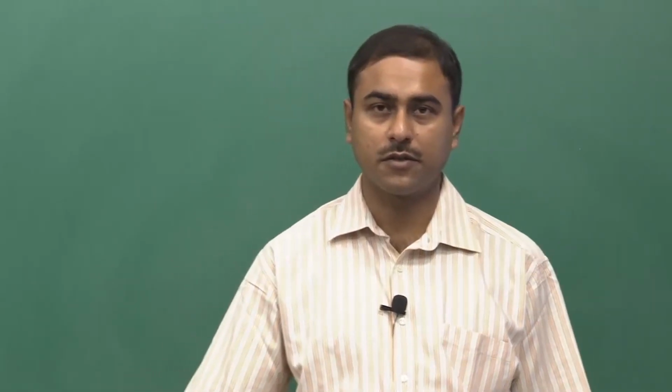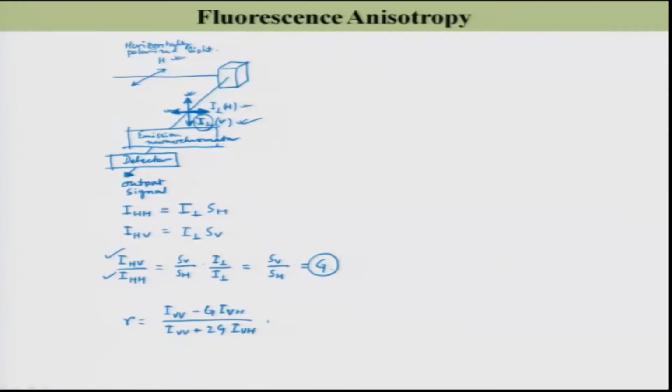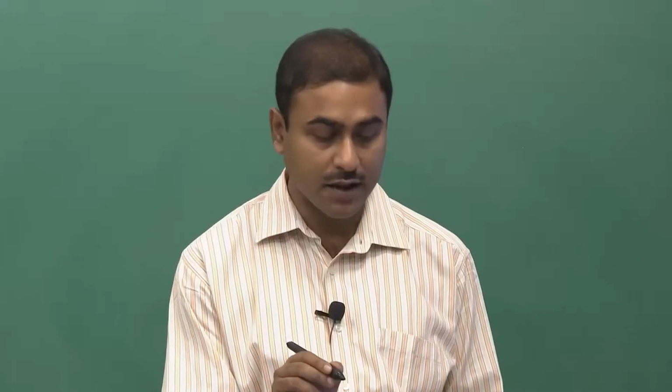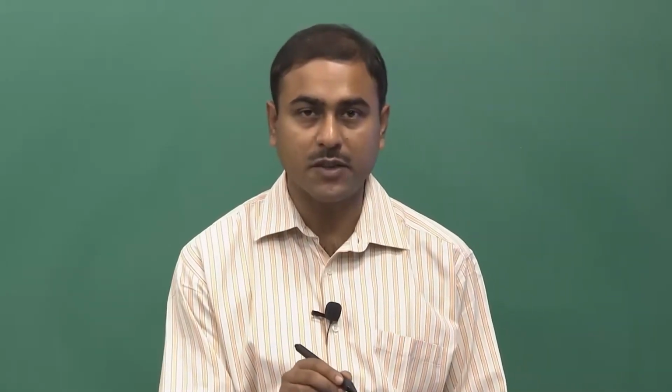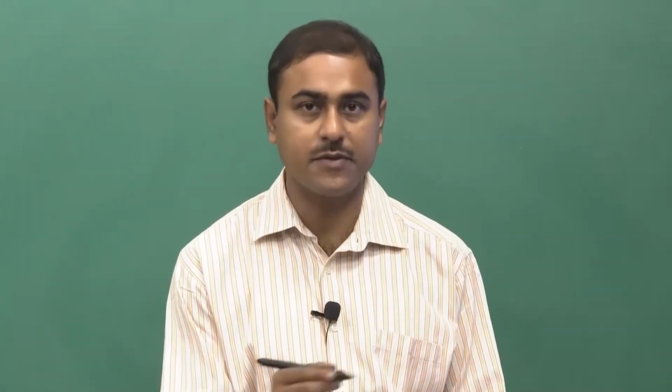Welcome to lecture number 28. So, we are discussing fluorescence anisotropy, and as you can see in our previous discussion, basically what you are going to measure is the intensity in the detector, right. And this intensity, the I VH part, should be multiplied with this G factor, which is nothing but the sensitivity of the detector for the differently polarized light.